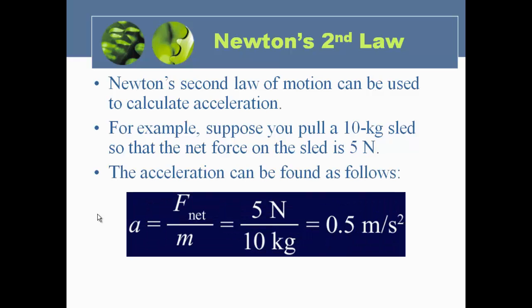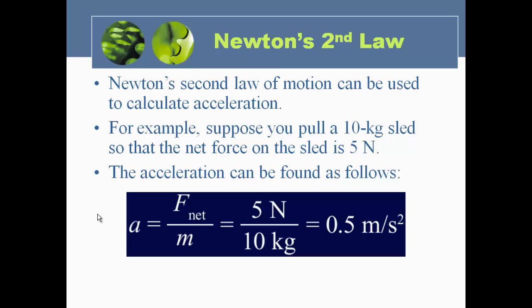Again, another very basic example. Suppose you pull a 10-kilogram sled so that the net force on the sled is 5 newtons. Well, you know the force is 5. You know that the mass is 10 kilograms. Therefore, it's going to accelerate 5 divided by 10, which is 0.5 meters per second squared. So you can figure out the accelerations of objects. Okay?